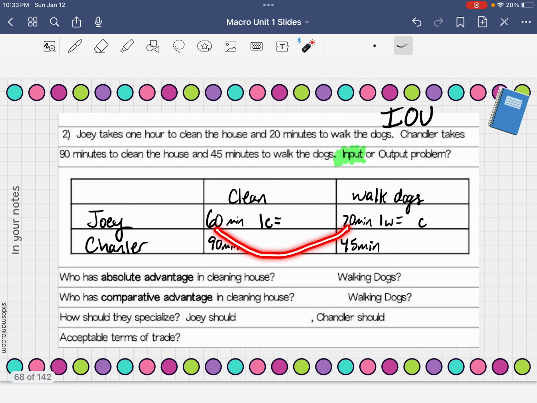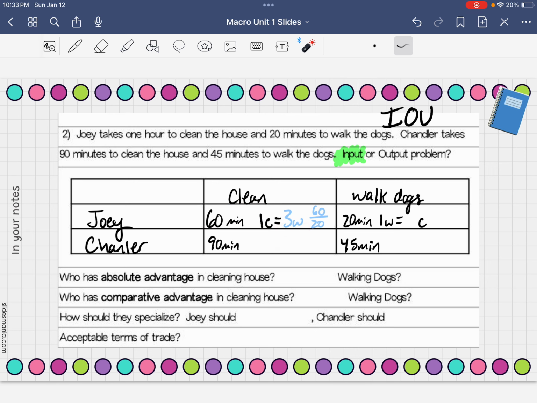Other goes under. IOU. Input, other goes under. So we're going to do 60 goes on top and 20 goes under. Other goes under. So it is 3. I was looking at that like, that math is not working. That makes no sense. So basically, in the time it takes for him to clean the house 1 time, he could have walked the dogs 3 times. That's where I caught myself.